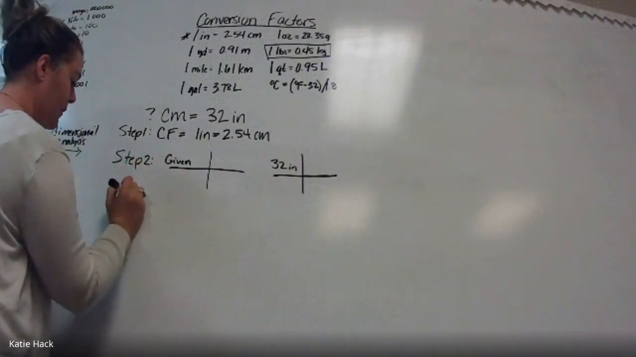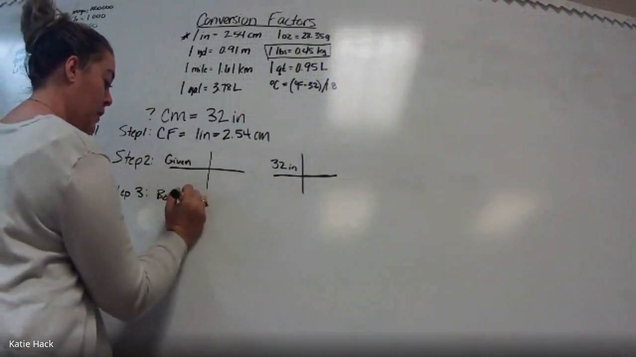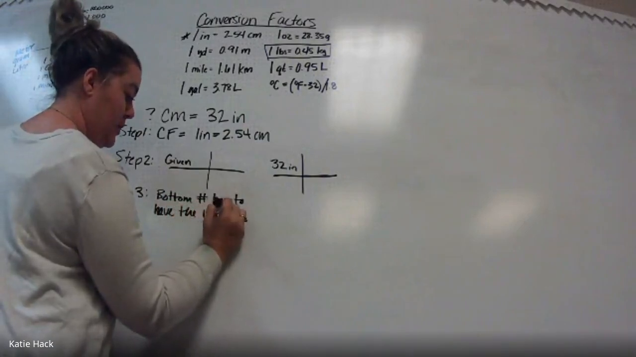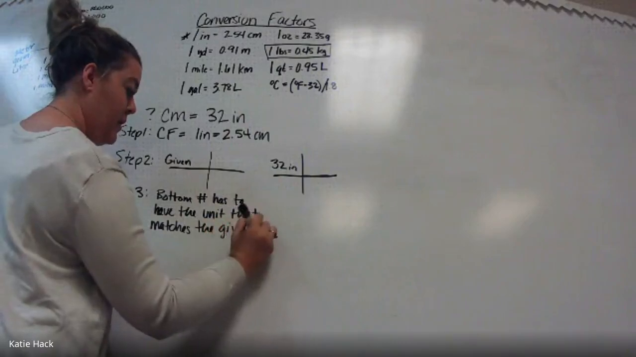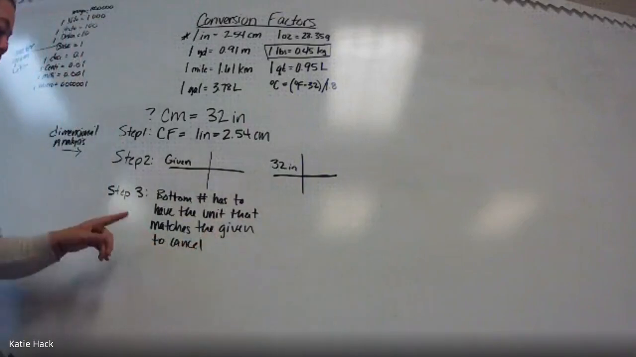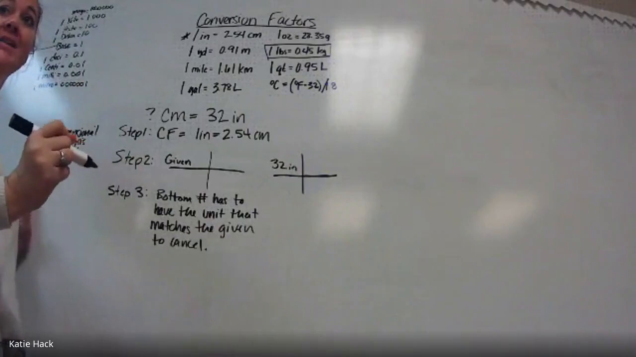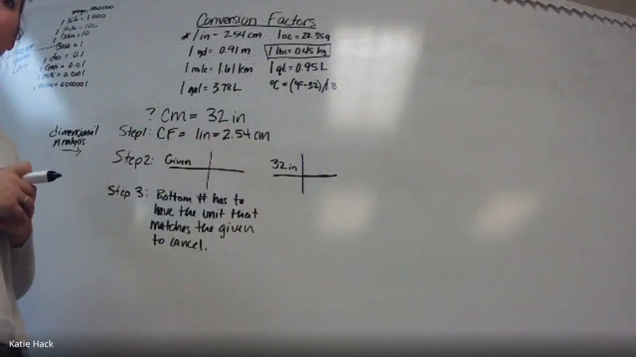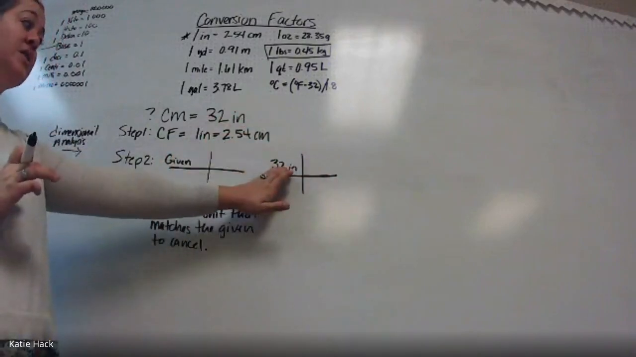Okay, so step 3. Determine which unit goes on the bottom. The bottom number has to have the unit that matches the given. Okay, so does that make sense? So your given is in inches. Your bottom number has to have the unit that matches your given. So which number matches the units from the given? So what units are you in? Inches? Okay. So for the bottom number, it has to match the same unit.